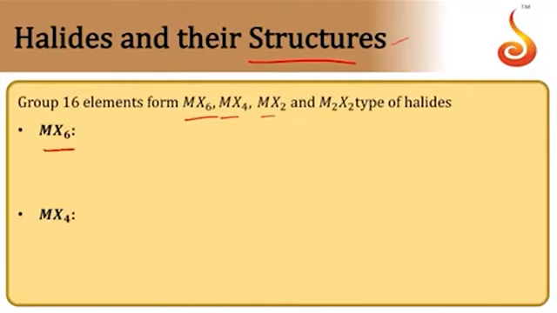So M, being a 16th group element, has 6 electrons here. It is forming 6 bonds altogether. It implies that MX6 has completely 6 bond pairs. 6 bond pairs means hybridization will be sp3d2. Total number of pairs will give us hybridization. Totally we have 6 bond pairs, so hybridization is sp3d2.